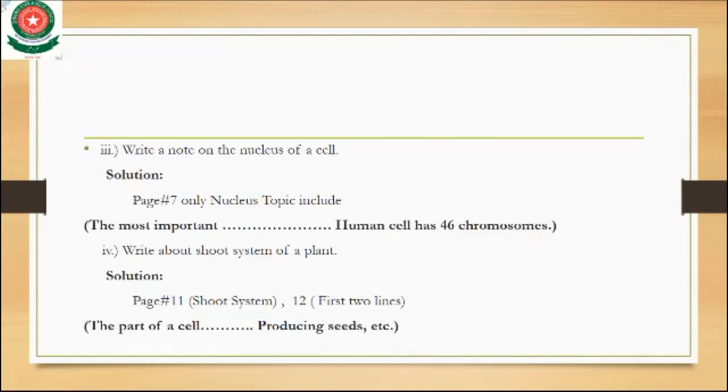Start with the part of the plant, the part of the cell or plant. They end with page number 12, first two lines, ending with "producing seeds."